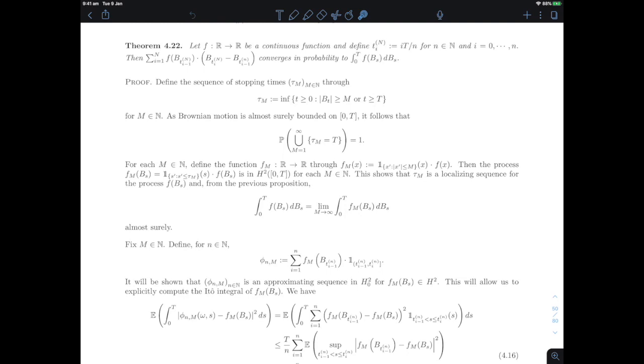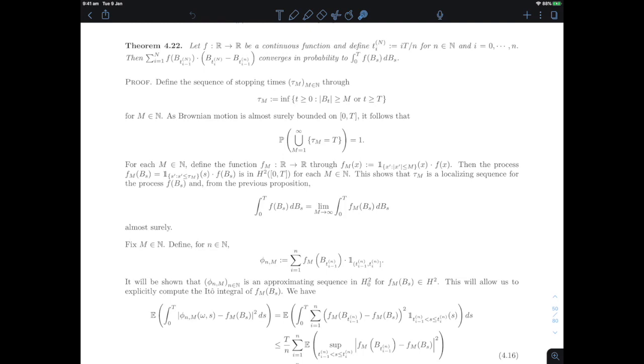And then you would need to approximate this integral of an H2 process by integrals of H2 naught processes. So you have to exhibit an approximating sequence in H2 naught, and then you would take the limit of this approximating sequence and then the limit over the family of localizing stopping times, and that is your integral.